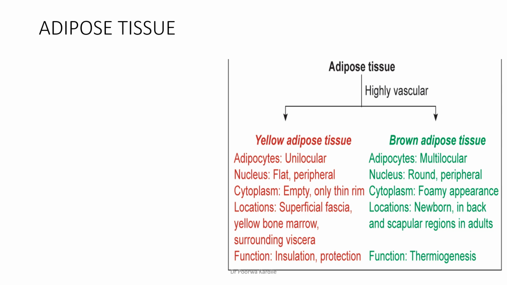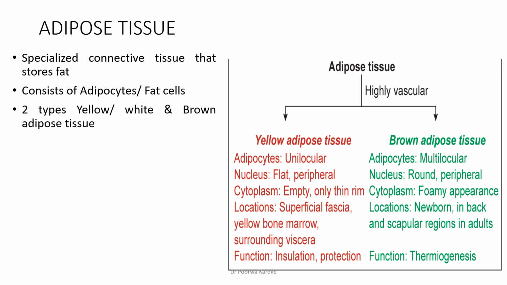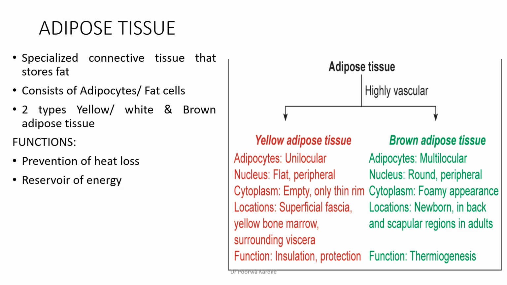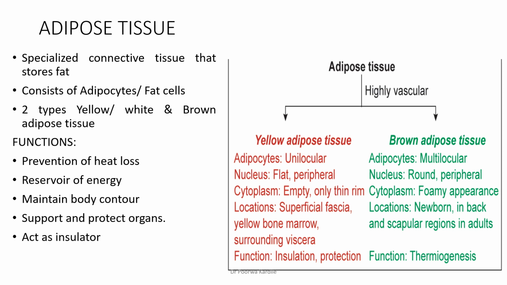The second variety of adipose tissue is the brown adipose tissue. It is multilocular, and it is mainly seen in newborns, and its function is regulation of temperature. It prevents heat loss, and it also acts as a reservoir of energy. The adipose tissue maintains the body contour, it supports and protects the organs. It also acts as an insulator.